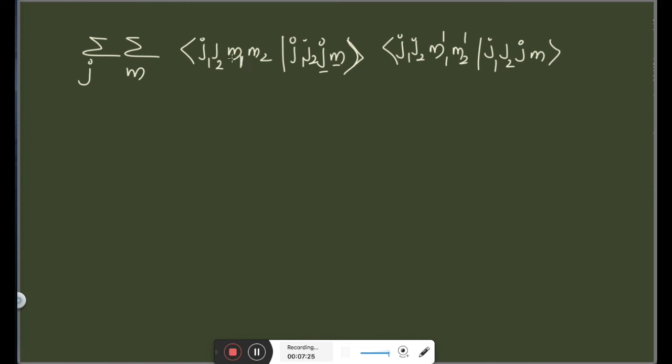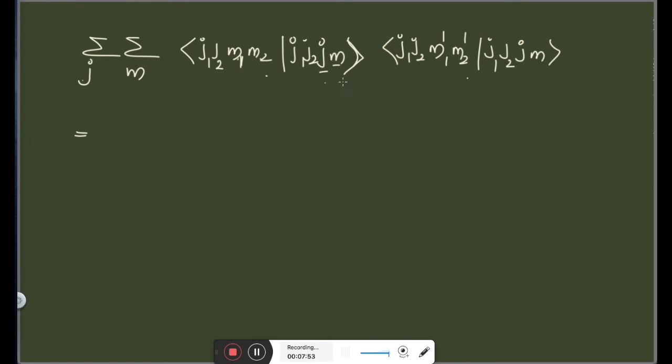You take the orthogonality between m1, m2 and another value m1 dash and m2 dash. This one is one coefficient with m1, m2 and the other coefficient with m1 dash, m2 dash, and you are applying the orthogonality or the summation. Only thing is that you take the multiplication and you sum over all possible values of J and M.